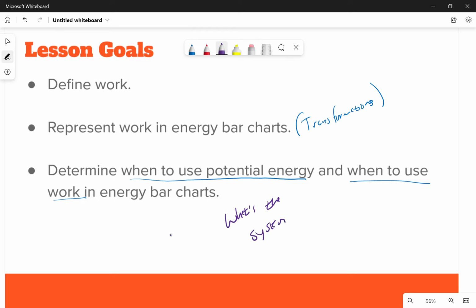If your system includes both objects that contribute to the potential energy's existence, then you use potential energy. If not, then you use work.